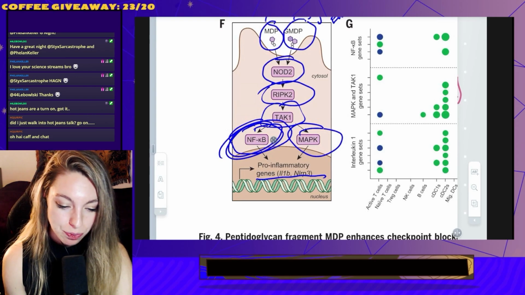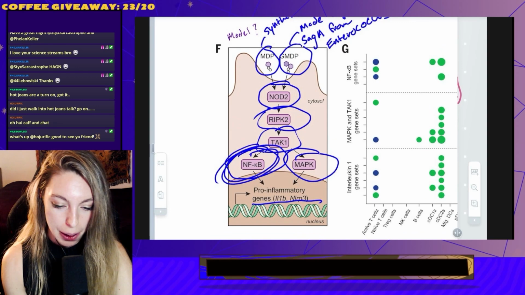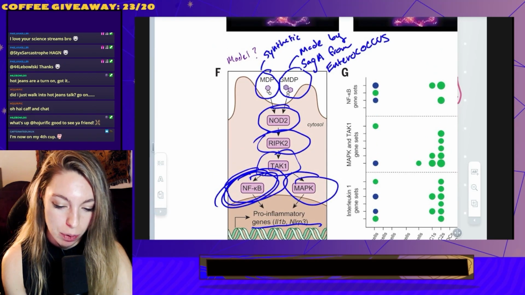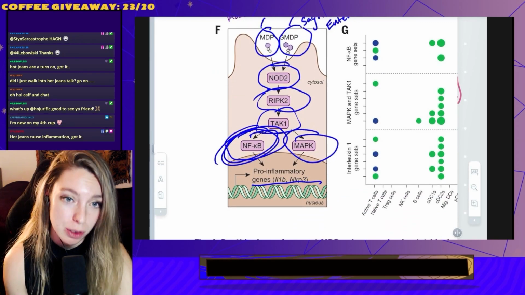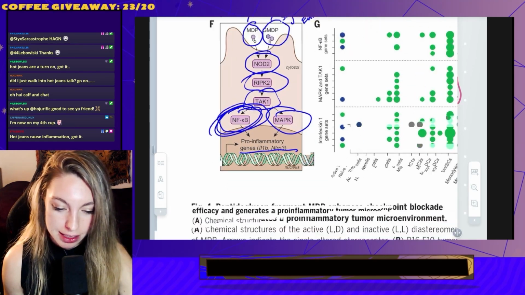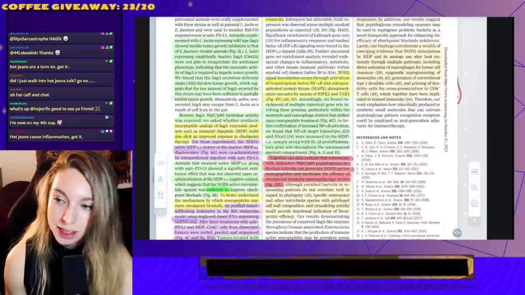But anyways, they're showing that the little peptides that are made by SagA cleaving the cell wall are activating this inflammatory pathway that eventually results in inflammatory genes being turned on. And that's their final figure. There's a couple takeaways that I'll go over.